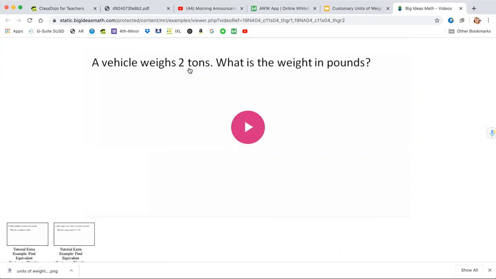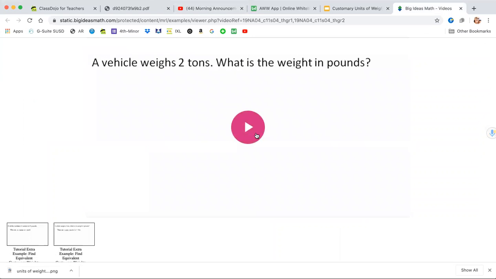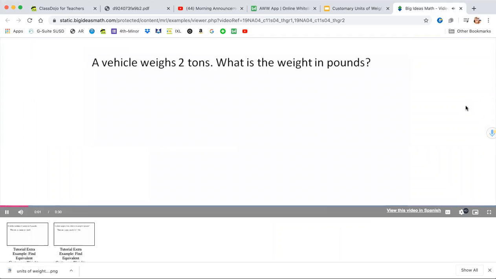If a vehicle weighs 2 tons, what is the weight in pounds? Now our question was, if the vehicle weighs 8 tons, what is the weight in pounds? So it's going to be very similar. A vehicle weighs 2 tons. What is the weight in pounds? There are 2,000 pounds in 1 ton.